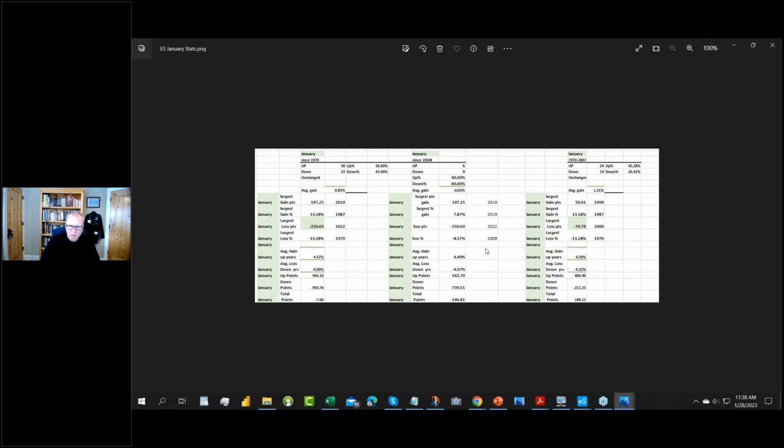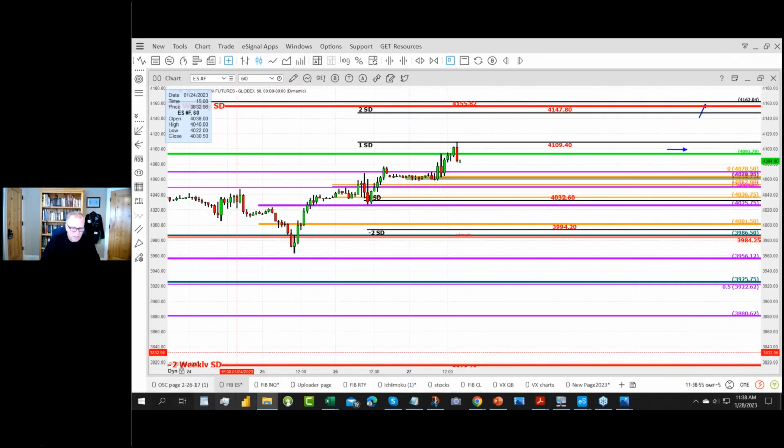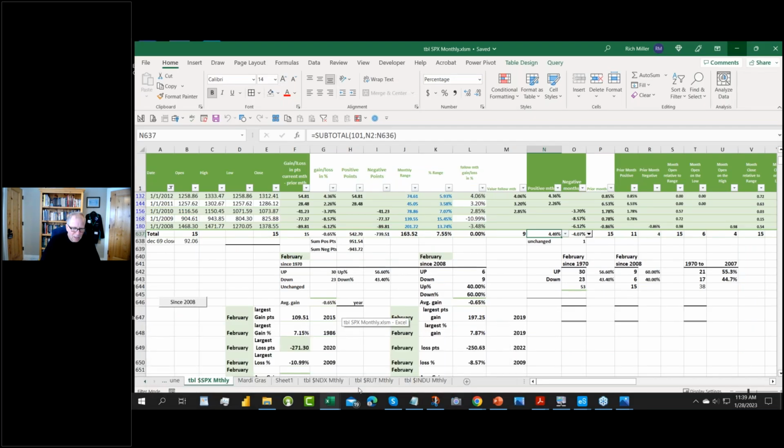So prior to 2008, January was a positive month. Post 2008, January's been a negative. So this month here being a positive at this point in time, and I don't see any reason why it won't stay positive, is the anomaly. And I have another interesting stat on that, and we can actually take a look at that in a second here, because we'll look at the February stats, which I have right here.